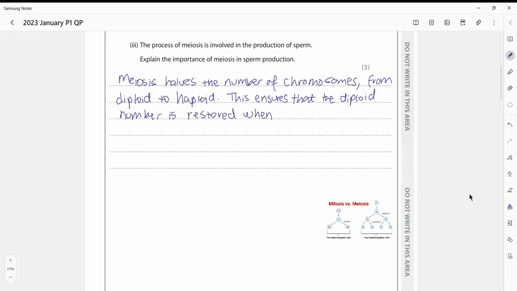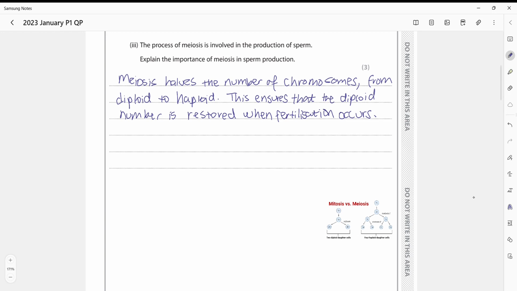When fertilization occurs. Another thing that meiosis also does is that it shuffles around the alleles, so that introduces genetic variation.